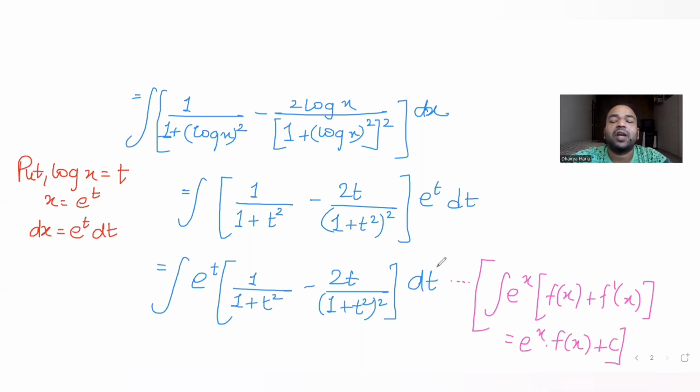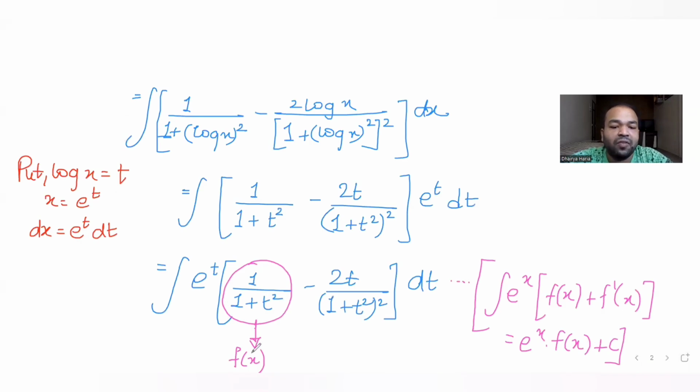So I have this idea valid for me where I have e raised to x. I already have e raised to t here. Now let's find out if I put this as f of x, do I get the same thing as its derivative? Let's try to find that out. Instead of x, here we have f of t.